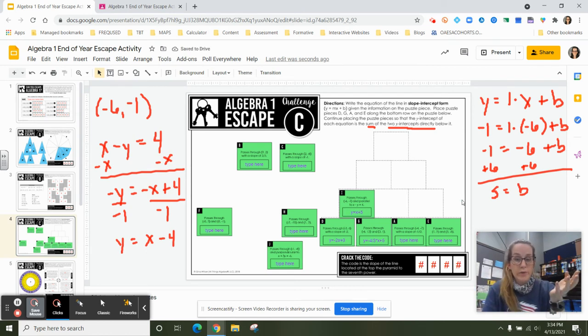You may want to go through and find all your equations before you start moving puzzle pieces. That's up to you, however you want to do this, okay?